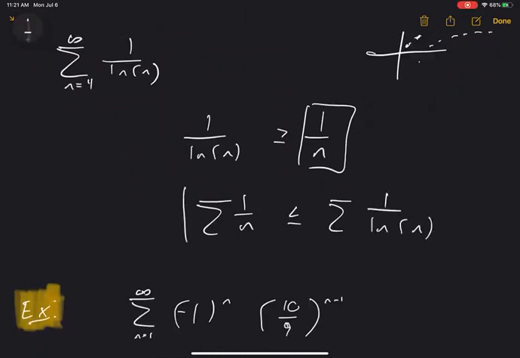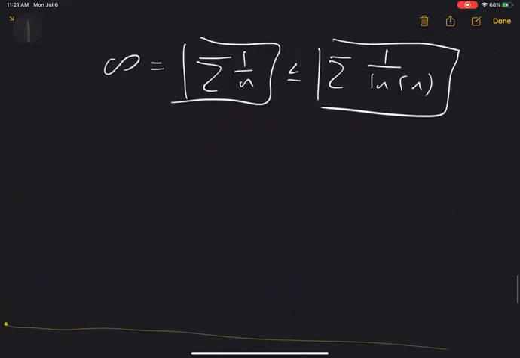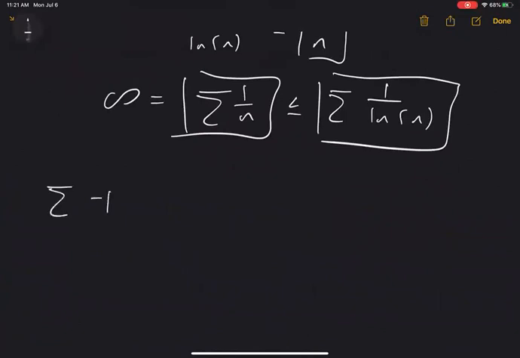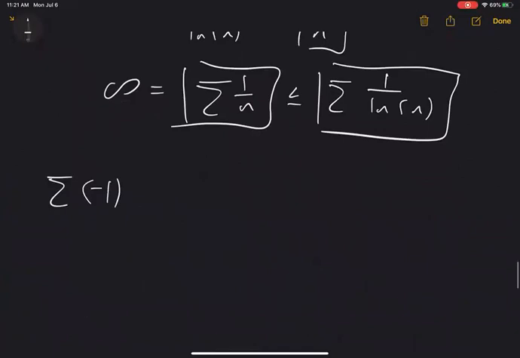I know this series is divergent. So by comparison test, that series would be divergent. So that's what's going on when we just have the positive terms. But let's check the negative terms again. Let's check this alternating series. Okay, so now let's consider this alternating series. (-1)^(n+1).